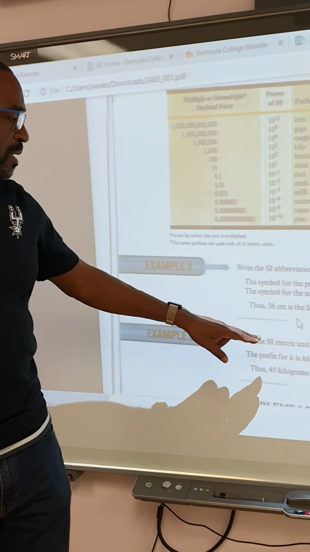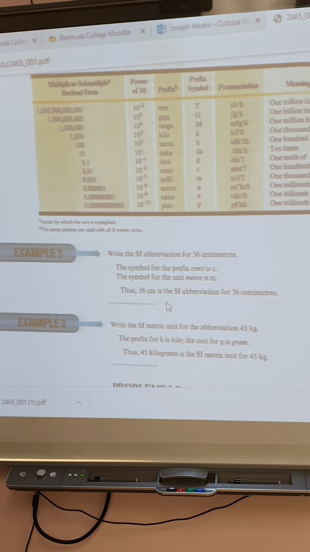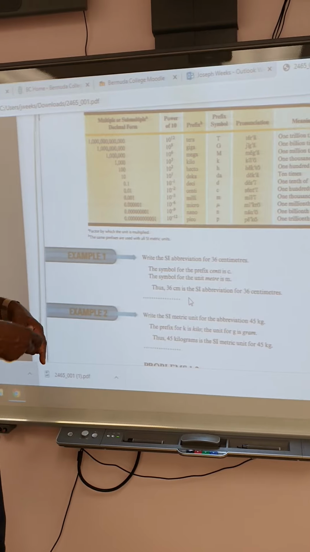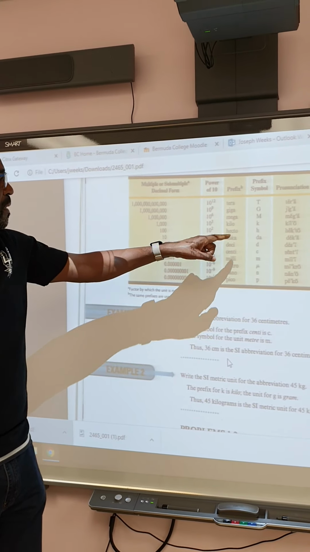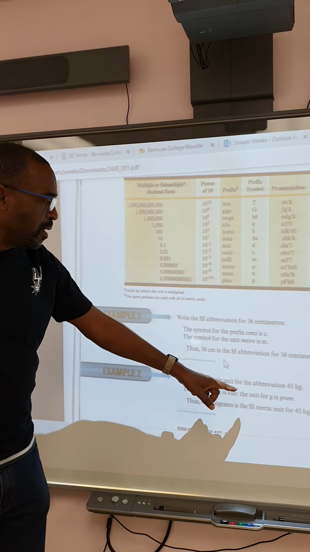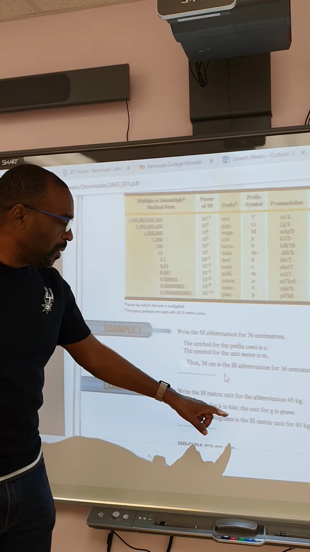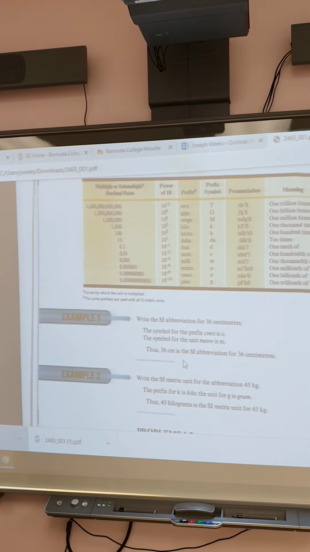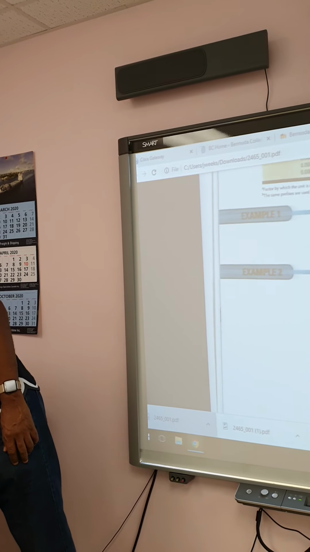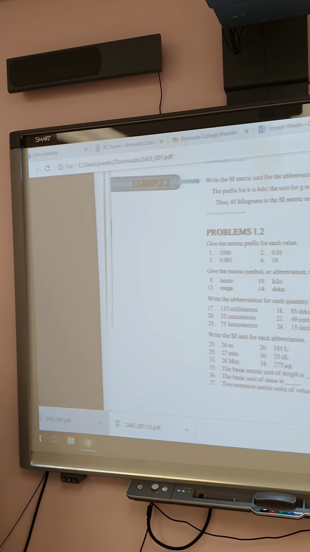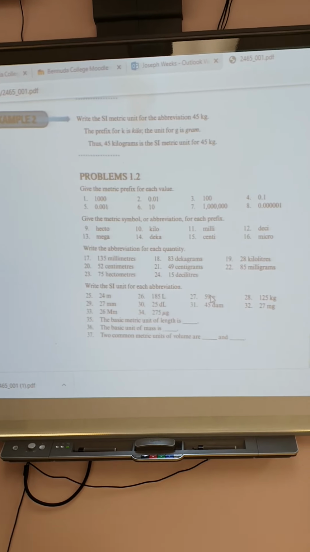And if we wanted to write the SI metric unit for the abbreviation 45 kg, we're just going in reverse. So the prefix for k is kilo. The unit for g is gram. So thus 45 kilograms is the SI metric unit for 45 kg. Okay? I'll try one problem from each section and then you guys can do likewise.